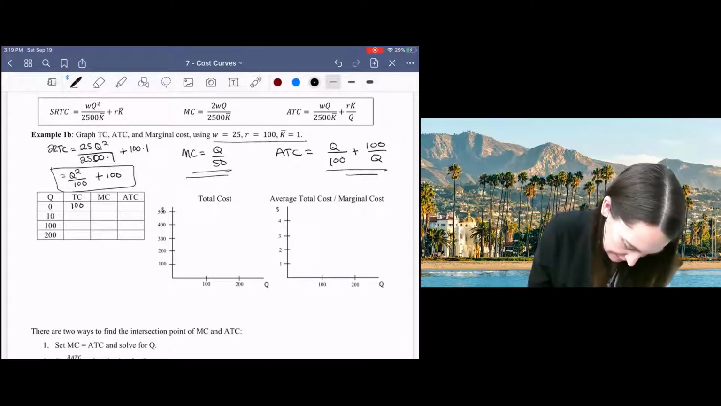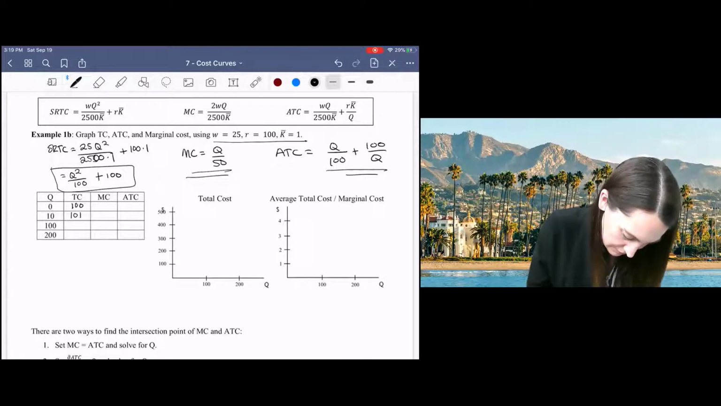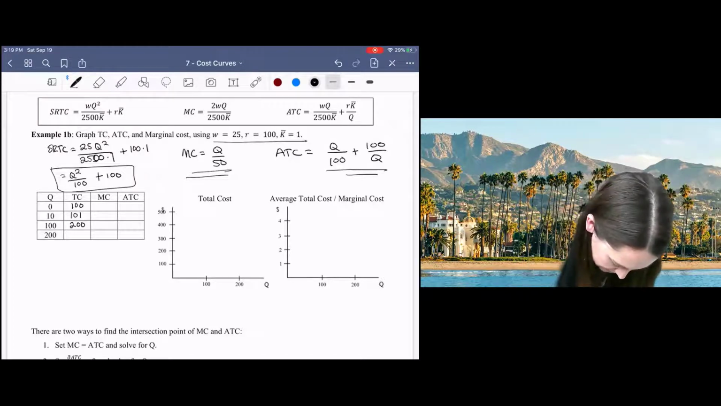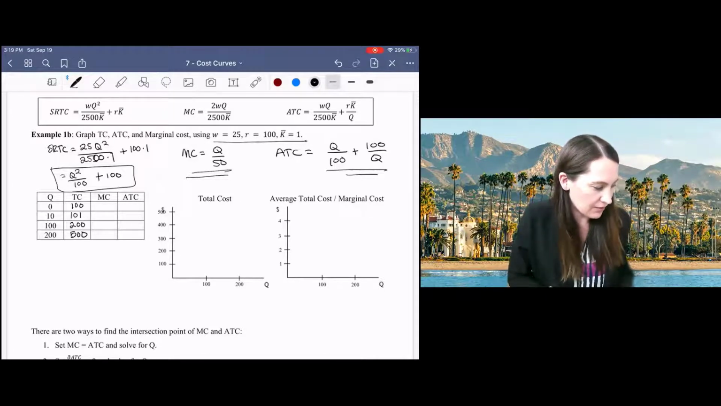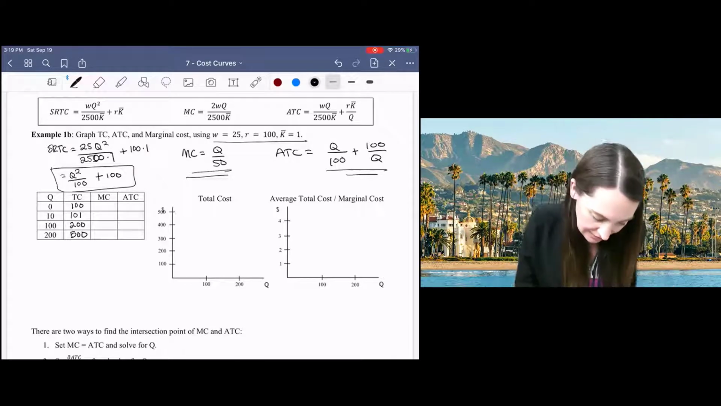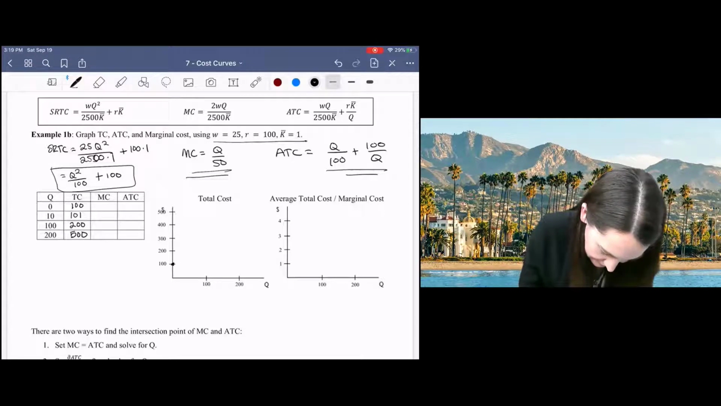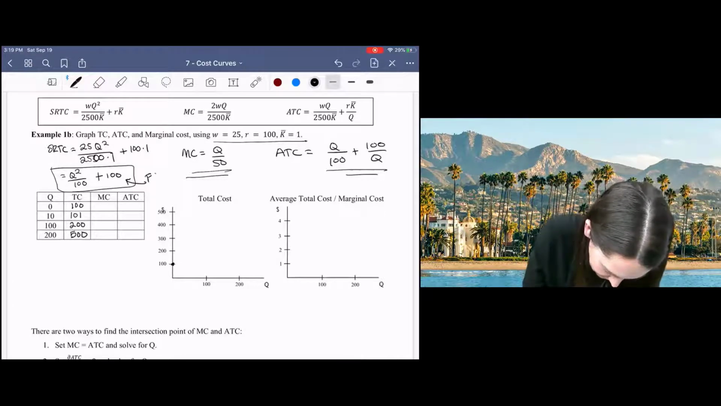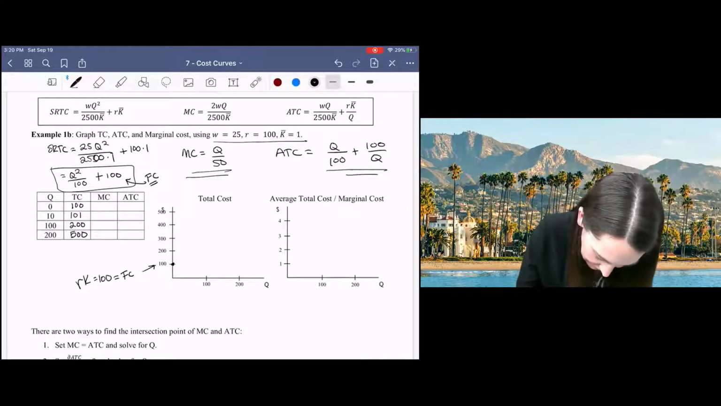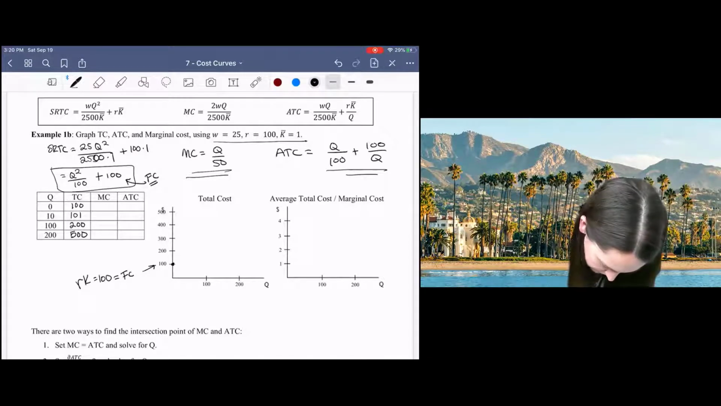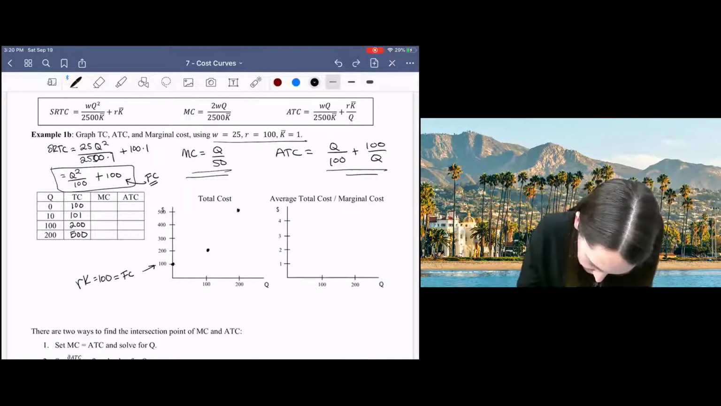Okay, and then 10, that's going to be 101. Let's see, 100 is going to give me 200. And then 200 is going to give me 500. Okay, so if we plot that on the graph, now you'll see that total cost starts at 100. That's the fixed cost term here. That's my fixed cost. It's equal to R times K. And then at a quantity of 100, I've got total cost of 200, and a quantity of 200, I've got a total cost of 500.